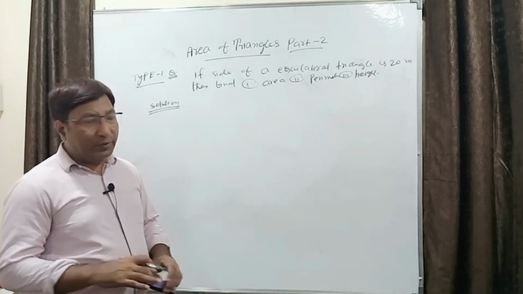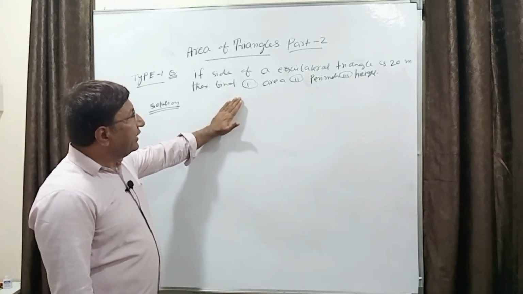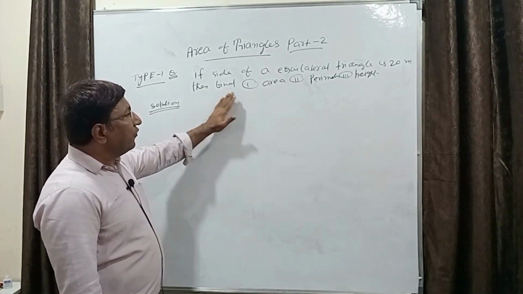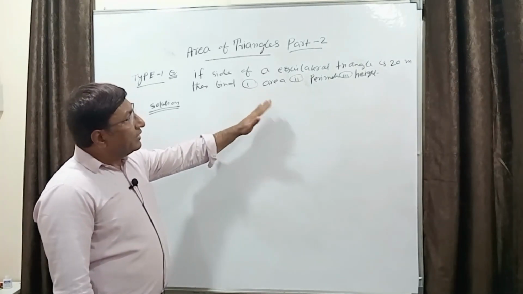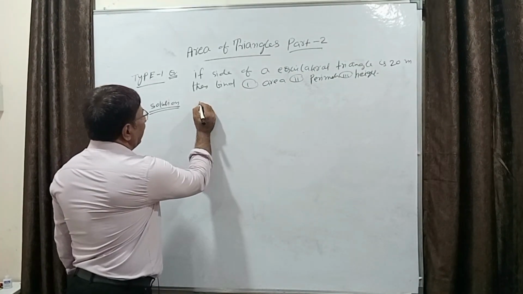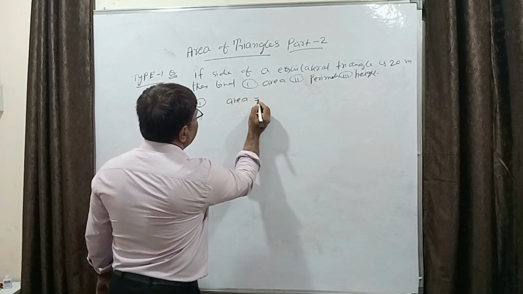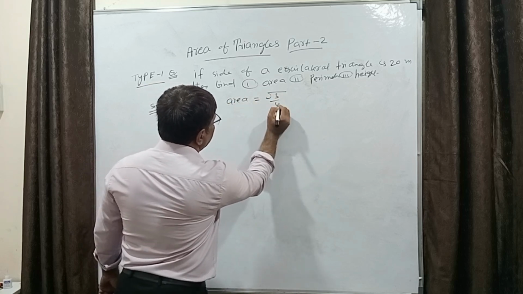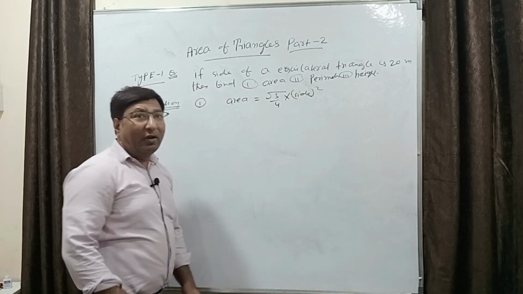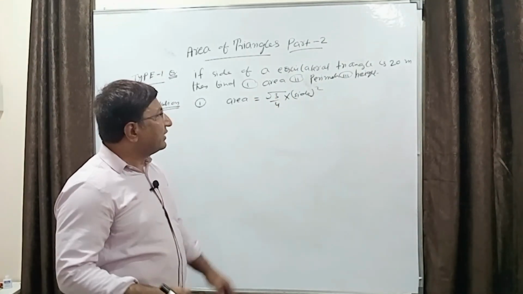Now see type number 1 question. Type 1 question is: if the side of an equilateral triangle is given as 20 meter, then find first the area, second the perimeter and third the height. So first we are finding the area. You know the area of an equilateral triangle is root 3 by 4 side square, right? So we have to learn this formula. If you know this formula, we can solve this question very easily.